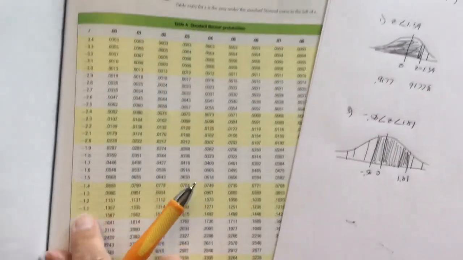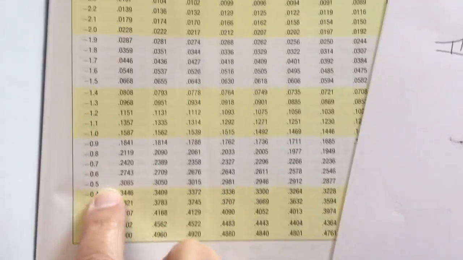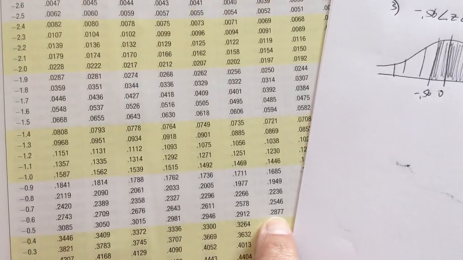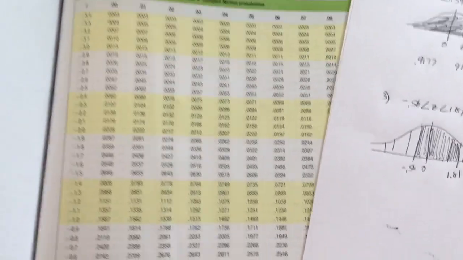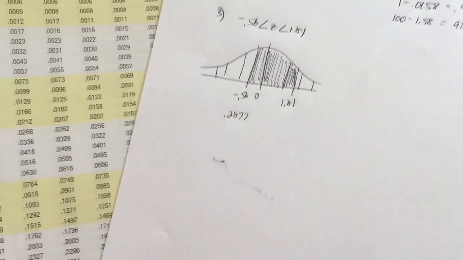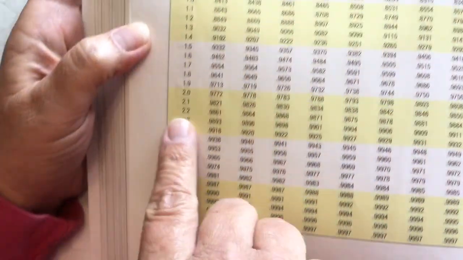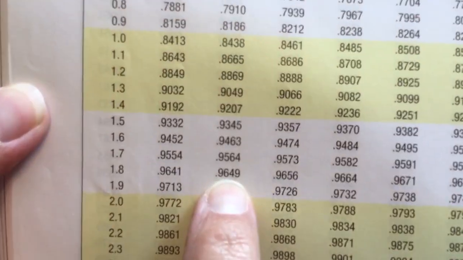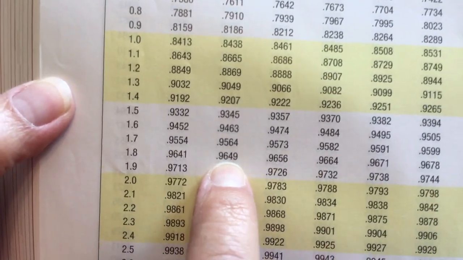Okay, so negative 0.56 is 0.2877. Yeah, so that's 0.2877. And then 1.81, here, follow me here. 1.8, where am I? 1.8 and then 1, right? 0.9649, okay.